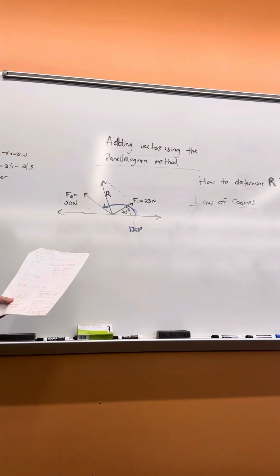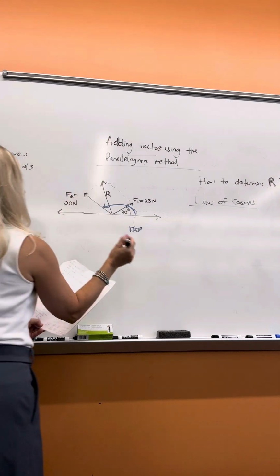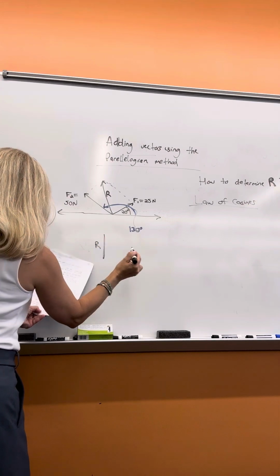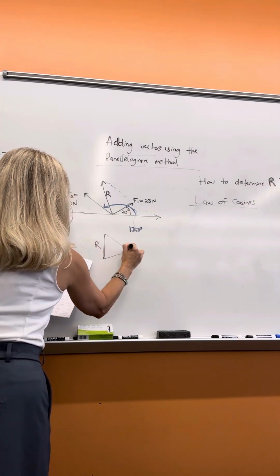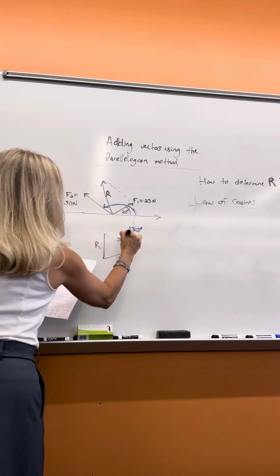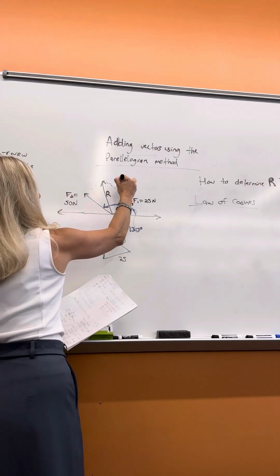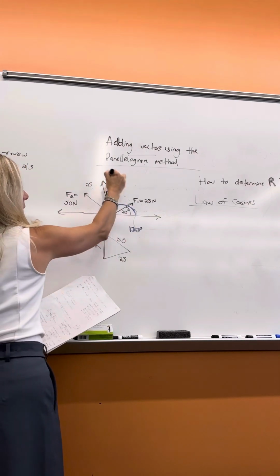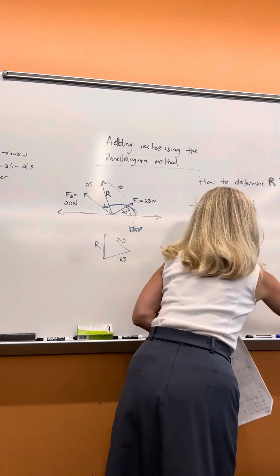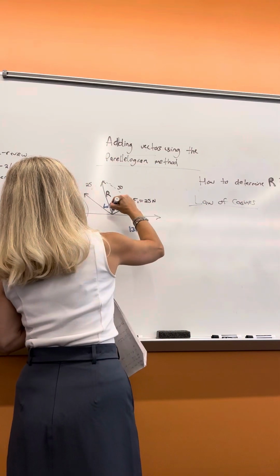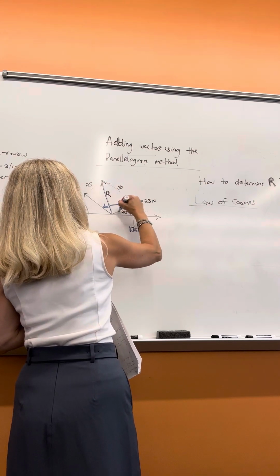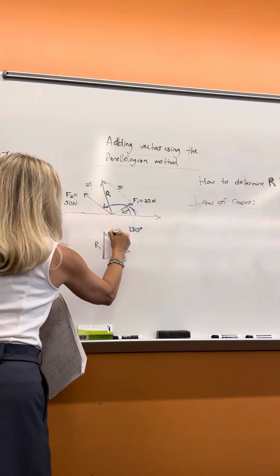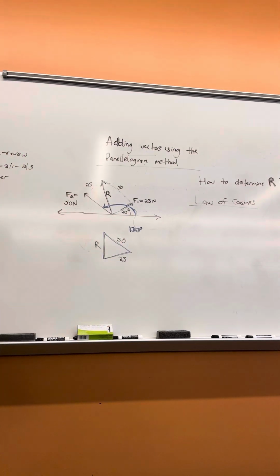Okay, so first let's redraw this and get our triangle. So we have R, we have 25 on this side and then 50 on that side, right? Because if we have 50 here, then I have 50 on this side. And if I have 25 here, then I have 25 on that side. So we're going to isolate this triangle and redraw it down here. I tried to recreate it as best I could.